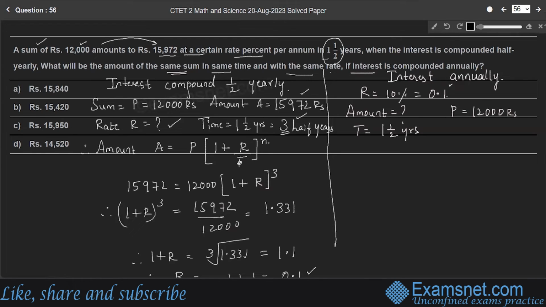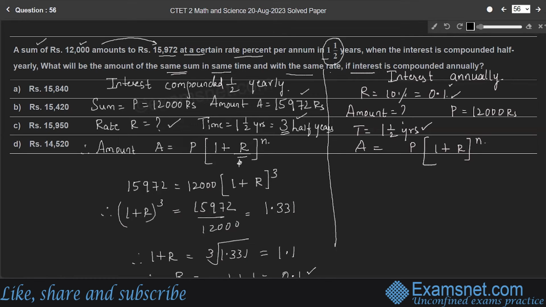Whereas in the first case, interest was compounded half yearly. So here in the second case, when interest is compounded annually, with the same rate, this rate is for half year. Therefore, what will be the amount? We are going to use the same formula: amount is equal to principal into 1 plus rate to the power of n. So here, first let us take the amount in 1 year, then the amount in the remaining half year.